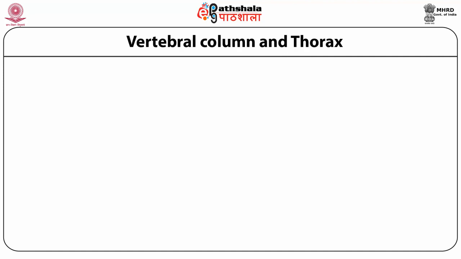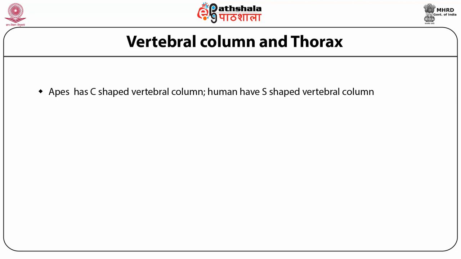Now let's discuss the vertebral column and thorax of man and apes. The vertebral column is made up of a series of bones called vertebrae joined together. It can be divided into four regions or segments: cervical vertebrae lying in the neck region, thoracic vertebrae lying in the thoracic region, lumbar vertebrae lying in the lower back, and the sacrum and coccyx lying in the pelvic region. In apes, the vertebral column has a single curve forming a C shape, making the thoracic region slightly convex.